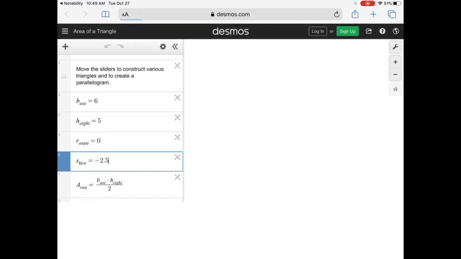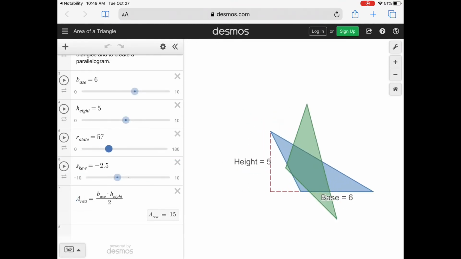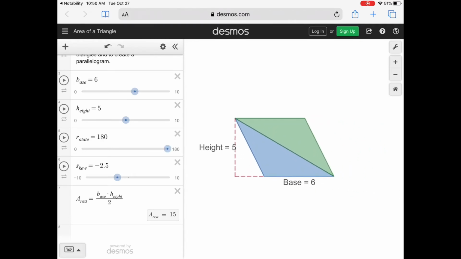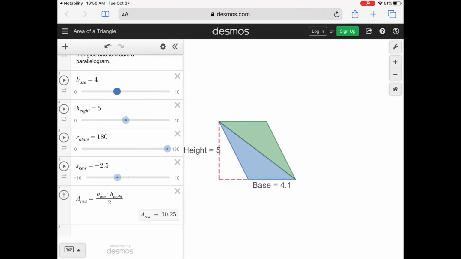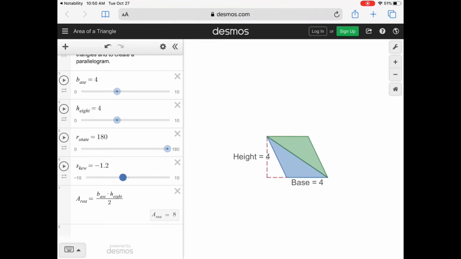If we rotate that triangle, where's the rotation tool? If we rotate that triangle, we'll see that it creates a parallelogram. And maybe it would help if we made our base 4 and then our height 4. So now we have this triangle here. And if we change the skew, notice that the blue triangle is half of that square that we have here.